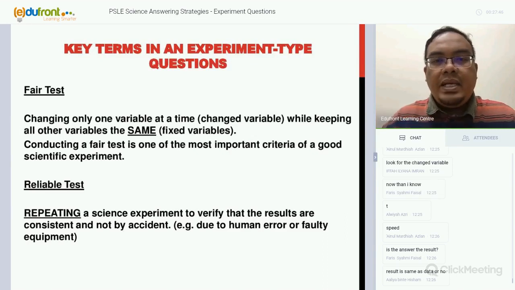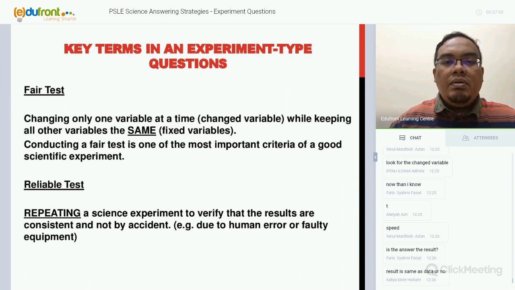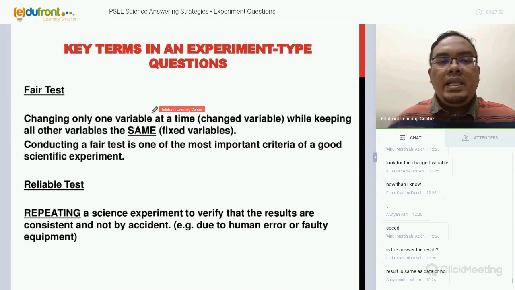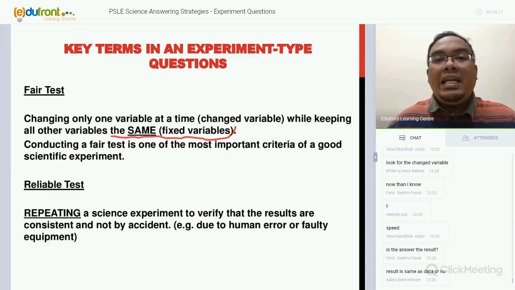Fair test. We have mentioned just now, in a science experiment, you have to ensure a fair test. How to ensure a fair test? By changing only one variable at a time while keeping all the other variables the same. All the other variables the same, we call them fixed variables. And the one variable that you change, we call this the change variable, or test variable. So conducting a fair test is very important, otherwise the result of the experiment does not mean anything.